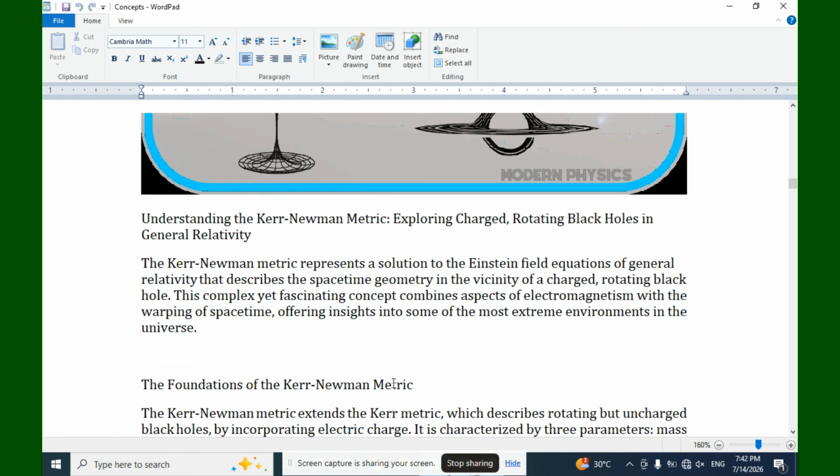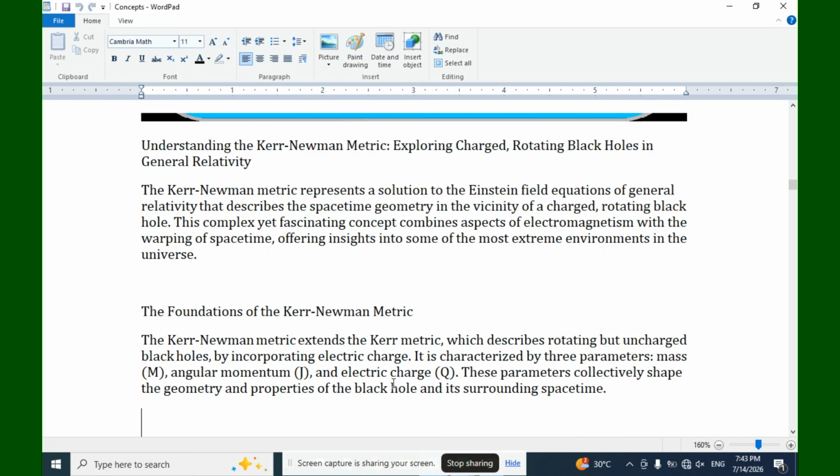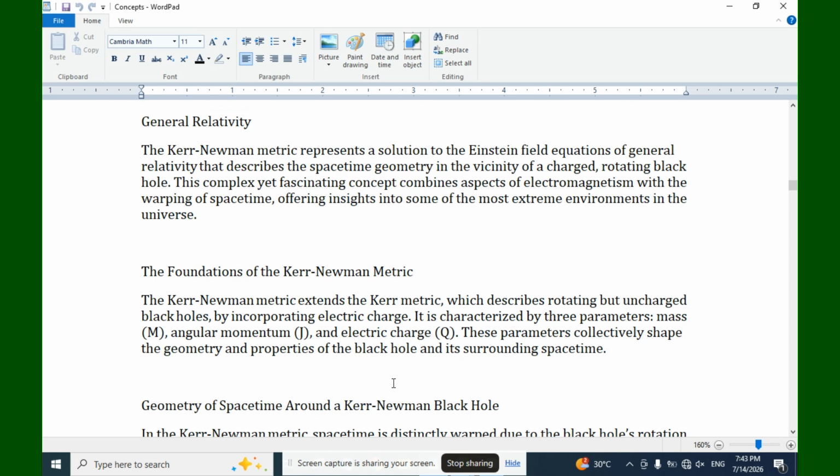The Kerr-Newman metric represents a solution to Einstein's equations of general relativity that describes the spacetime geometry in the vicinity of charged rotating black holes. This complex yet fascinating concept combines aspects of electromagnetism with the warping of spacetime, offering insights into some of the most extreme environments in the universe.